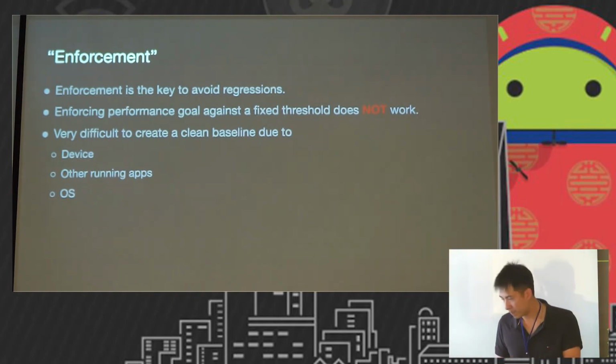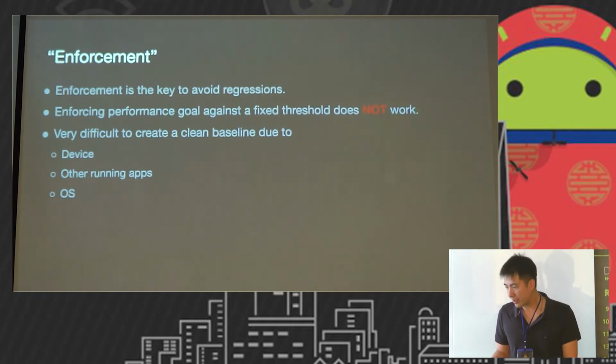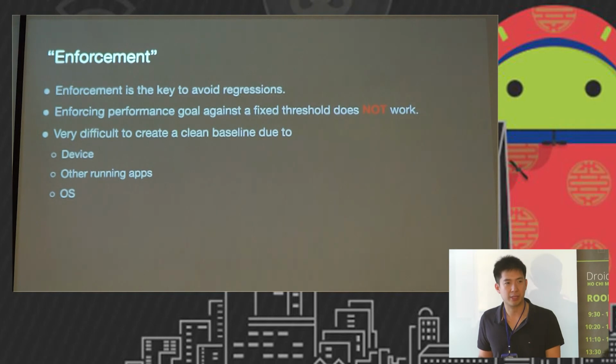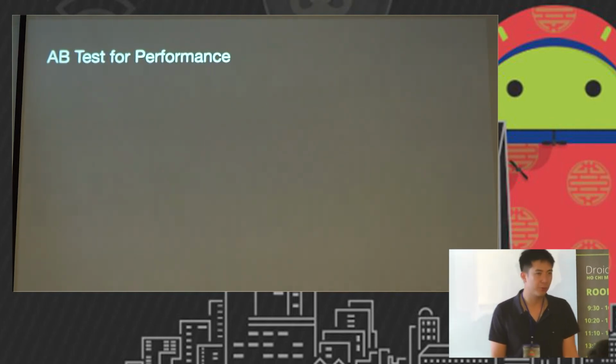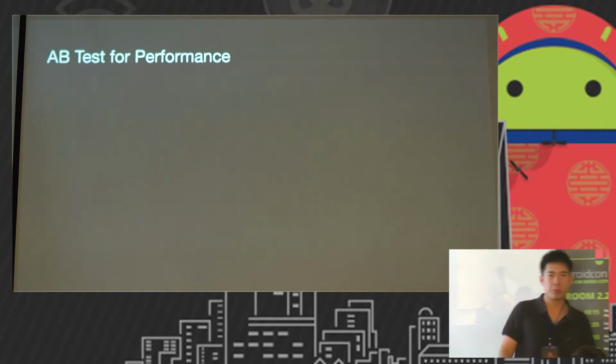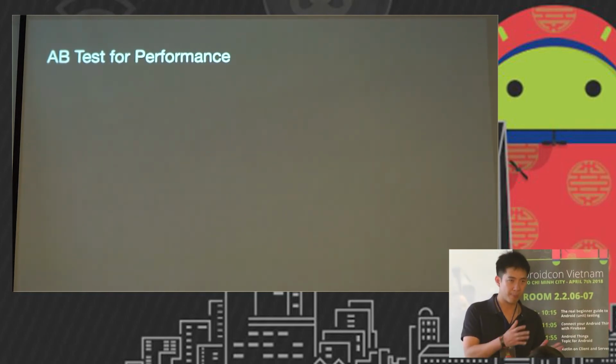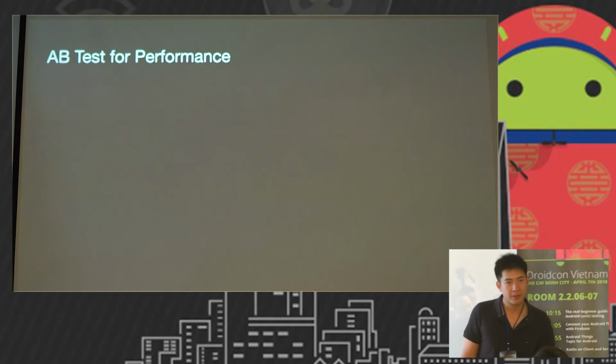So if enforcing performance against a threshold doesn't work, then what works? What we found out is that you have to do something similar to how you deal with user metrics. You have to run proper A/B tests for performance.